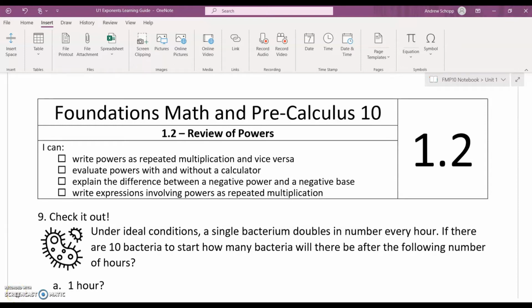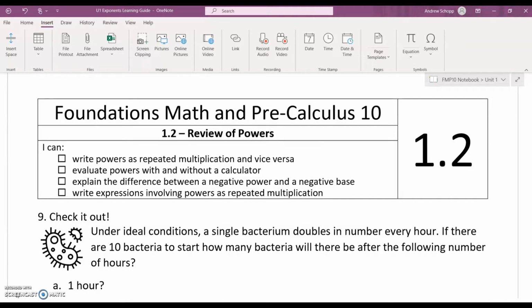Okay, this is section 1.2, Foundations Math and Pre-Calculus 10. We're going to do a quick review of powers in this section. It's something you should have worked on and learned through Math 8 and 9, but it's often a place where there's a few little misunderstandings, especially with negatives, and I think we should clear those up before we move on.